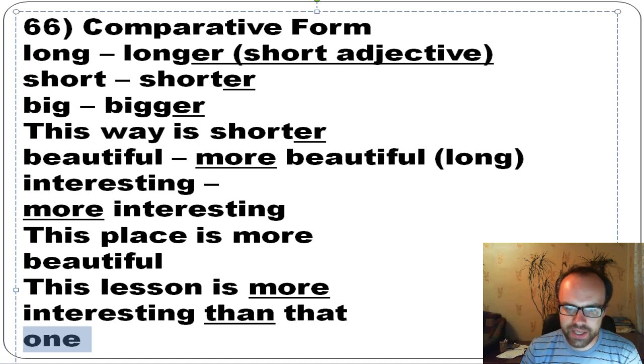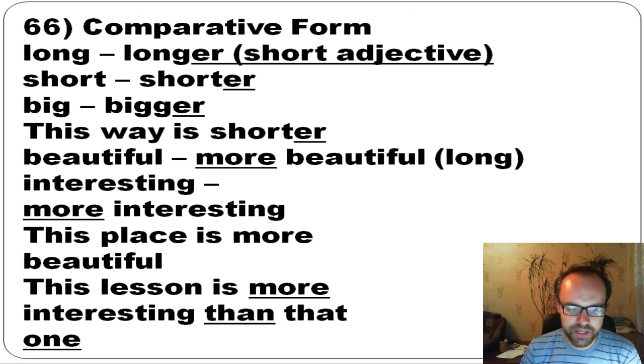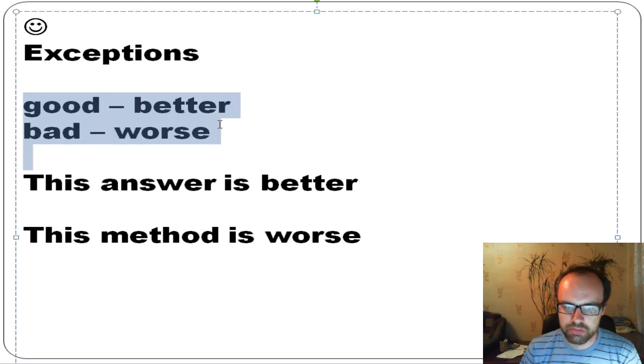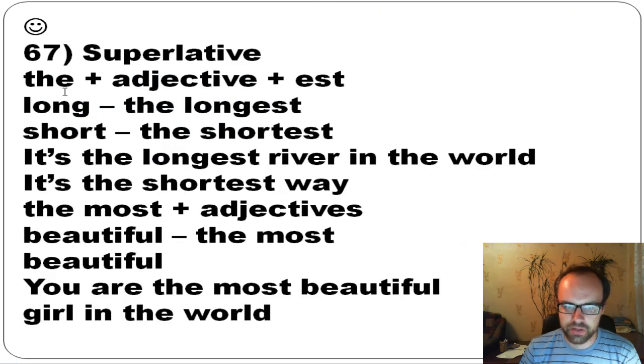So we can say than that lesson, but we don't want to repeat this word lesson, and you can say one, it means that lesson, okay? So this lesson is more interesting than that lesson, or this lesson is more interesting than that one. Well, but there are exceptions. Good, better, bad, worse. This answer is better. This method is worse.